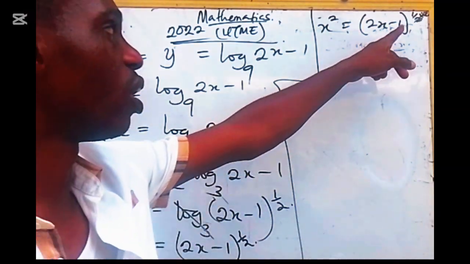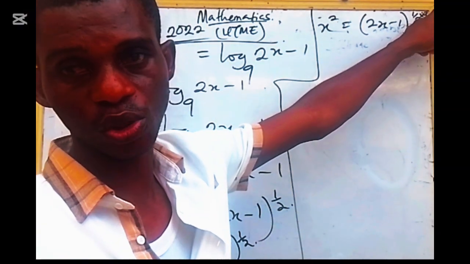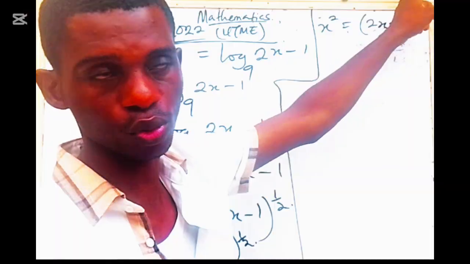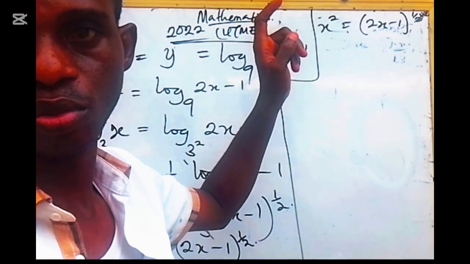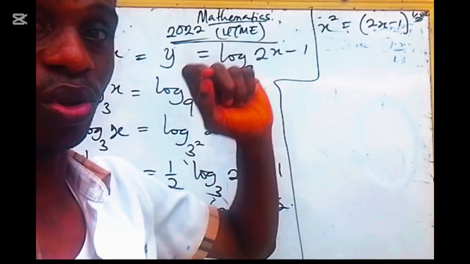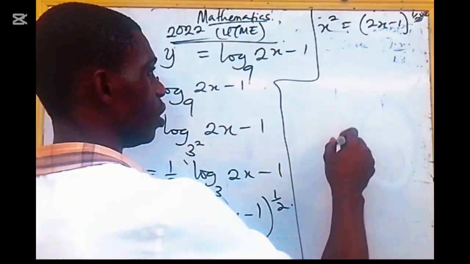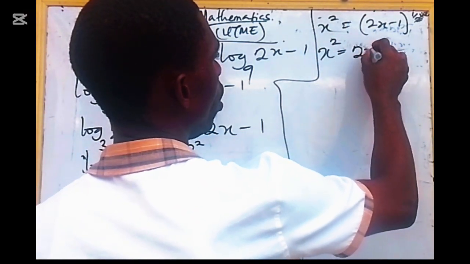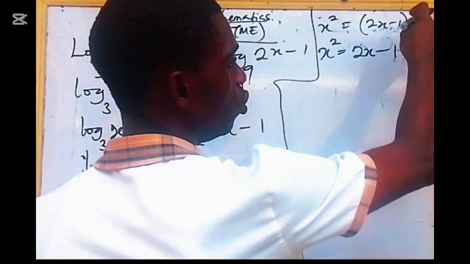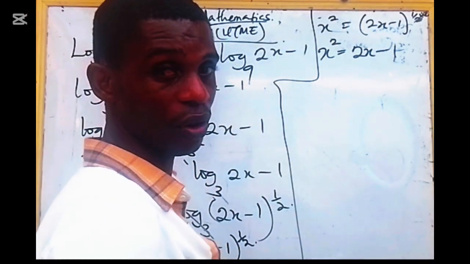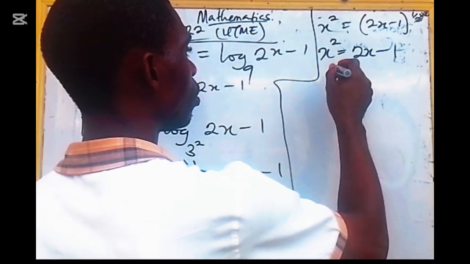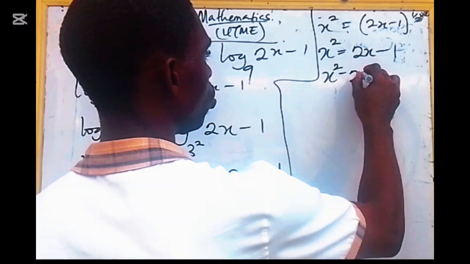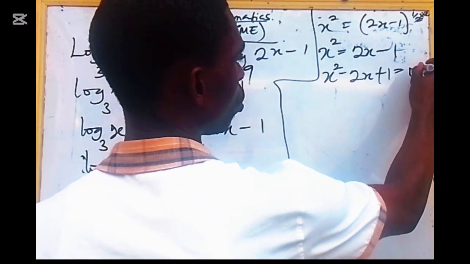Because I want to remove this 2 here, that was how I put that 2. I raise this to the power of 2. So what you do to one side, you do to the other side. So this one has become x squared equals what? 2x minus 1. No more half now. That half has gone. So we now take it out: x squared minus 2x plus 1 equals what? 0.